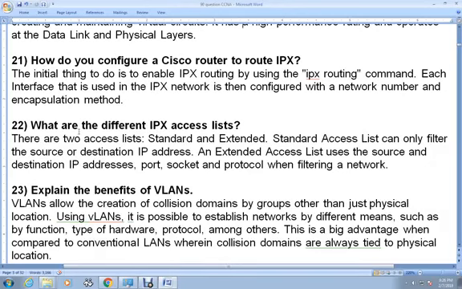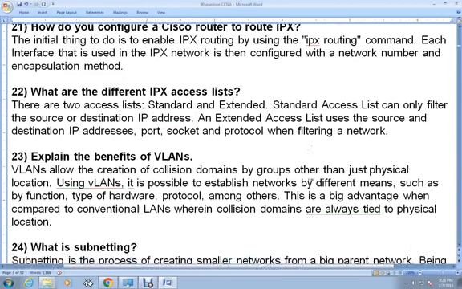What are the different IPX access lists basically? So guys, we talk about this. There are two access lists basically. First one is standard and second one is extended. I have uploaded a couple of videos on this topic also. If we talk about standard access list, it can only filter source and destination IP addresses, but if we talk about extended access list, it uses the source and destination IP address, port, socket, protocol, and all for the filtering.